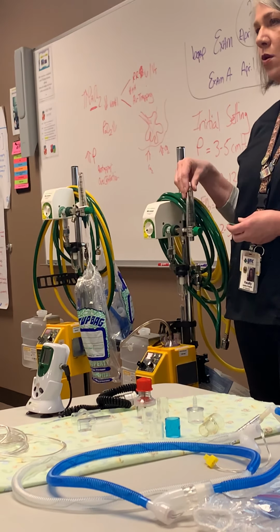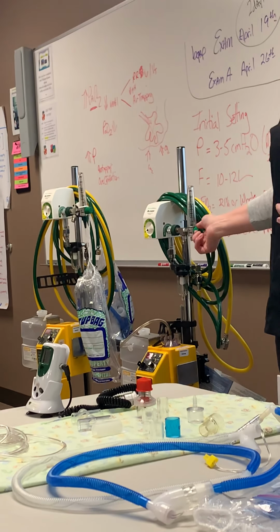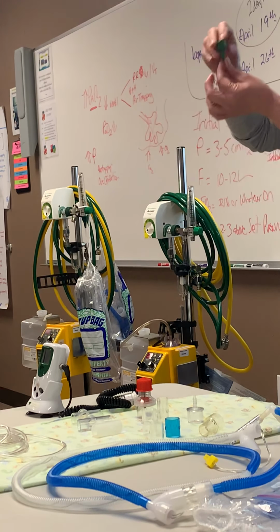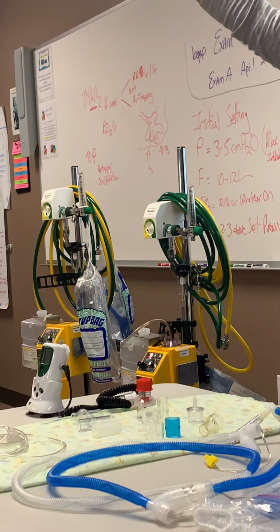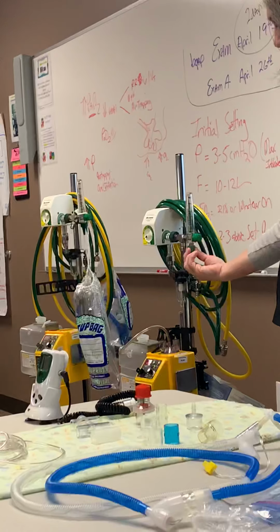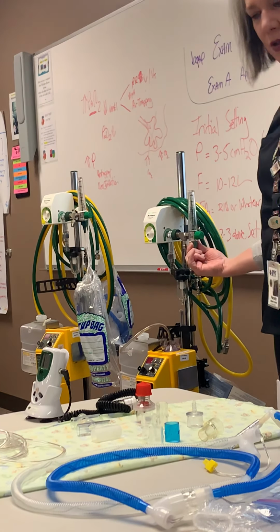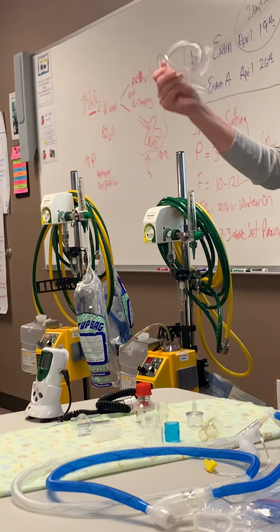Blender, flow only. Okay, so flow meter. Next is your Christmas tree or the O2 source adapter. Yep. So O2 source adapter or Christmas tree. Christmas tree. Next is your O2 tubing. O2 tubing. Standard O2 tubing.